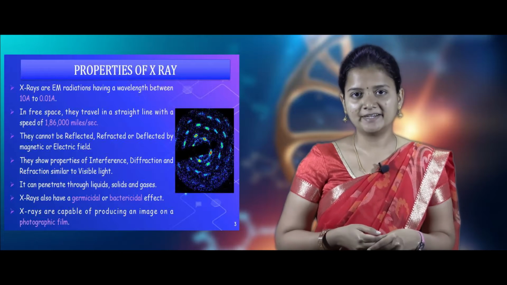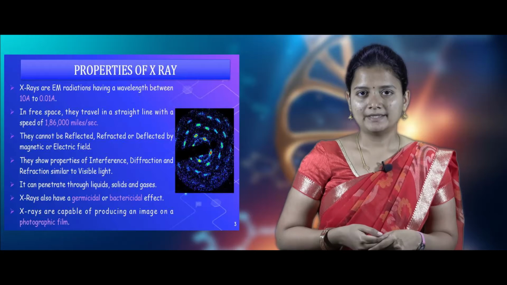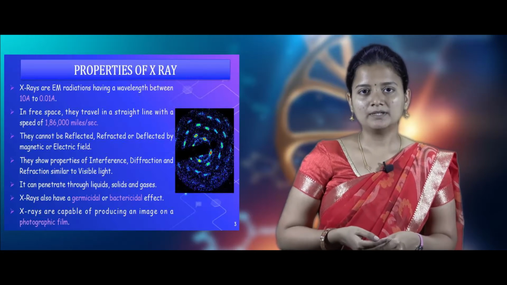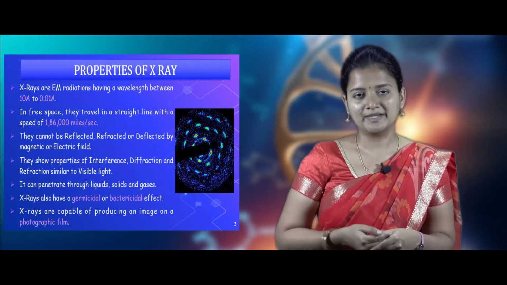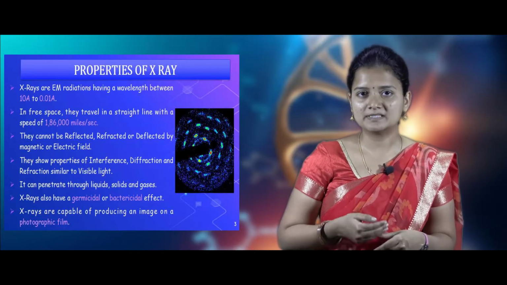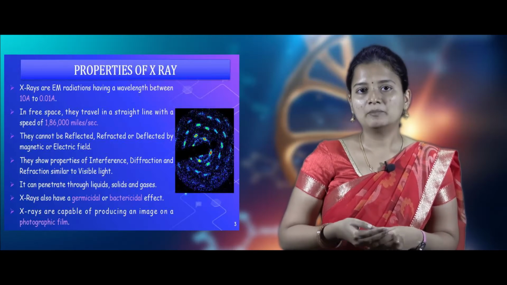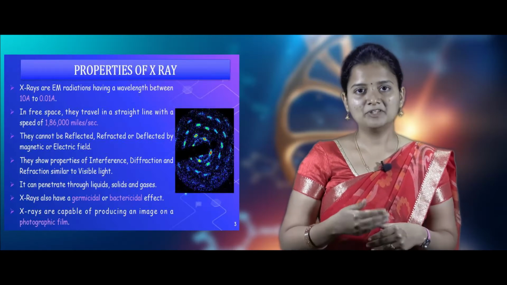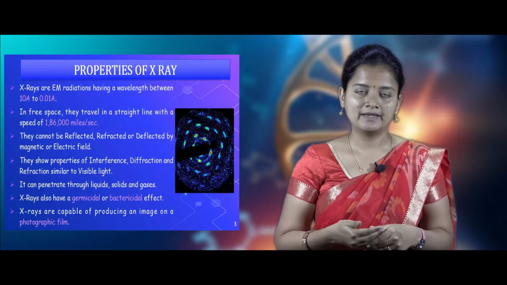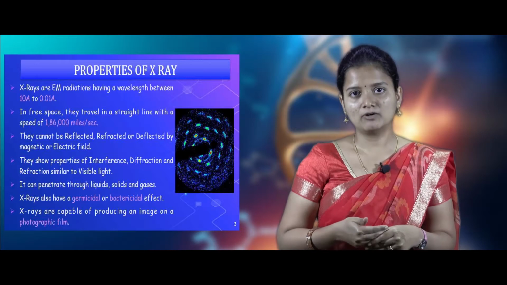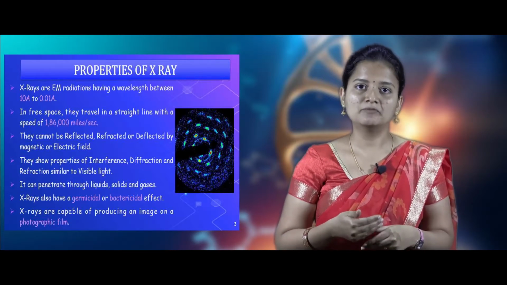Now we have to know about the properties of X-rays. X-rays are electromagnetic radiations having a wavelength of 10 angstrom to 0.01 angstrom. X-rays can penetrate liquid, solid or gaseous molecules. In free space, X-rays can travel at the speed of 186,000 miles per second. They cannot be deflected by electric or magnetic fields. They have the properties of interference, diffraction and refraction like visible light, and they also have a germicidal or bactericidal effect, and they are capable of producing images on photographic film.